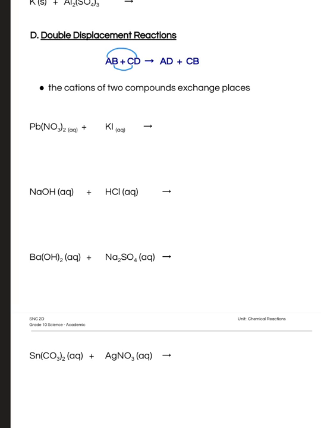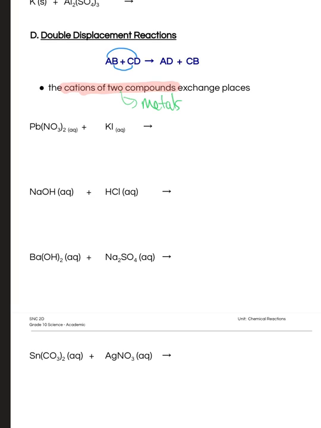So essentially what's going to happen is that the two cations of each of these compounds are going to switch places. All right, so this only works here if these are compounds that have cations in both. Again, remember, cations are things that are going to give away electrons, and we usually see these as metals. So essentially what's happening? Well, both of my metals are going to switch places.